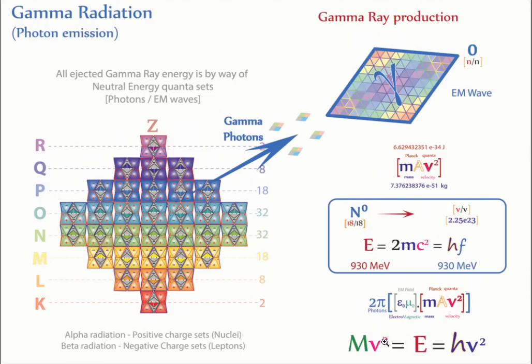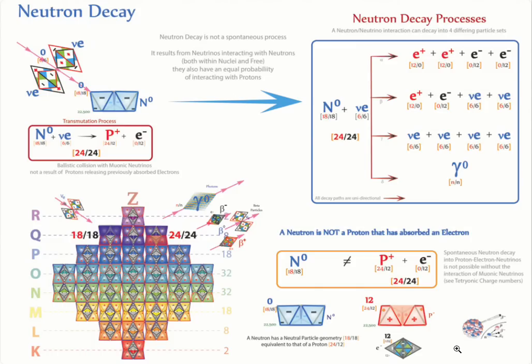Again, these all relate back down to mv squared for single charge fields, or Planck's constant nu squared for the quantized energy fields. In the case of neutron decay, as we've discussed, it relies on the interaction of neutrinos with the free neutron to create the transmutation process that produces the proton and electron that's observed as the decay particles for the process.